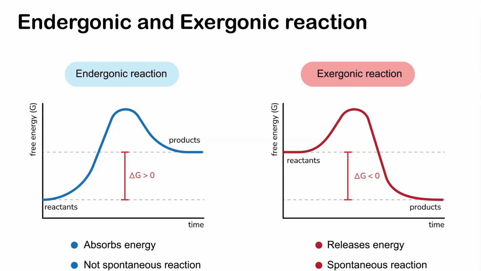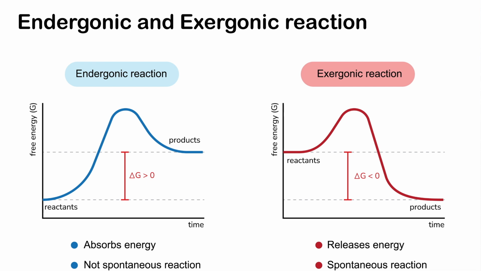So now that we understand free energy, let's take a look at a couple other types of reactions. We're going to kind of go into a cell, if you will, and there's a couple different types of reactions that happen there. Endergonic and exergonic reactions, and there's a couple of key points that we want to understand here. Let's start on the left-hand side with the endergonic reactions.